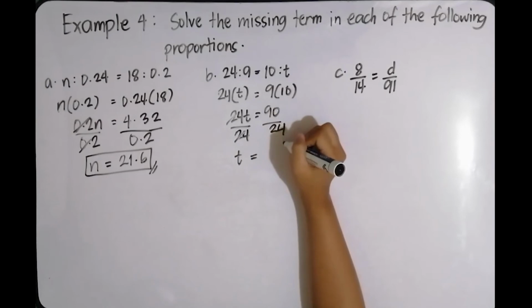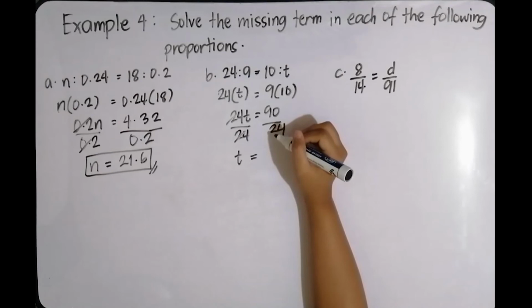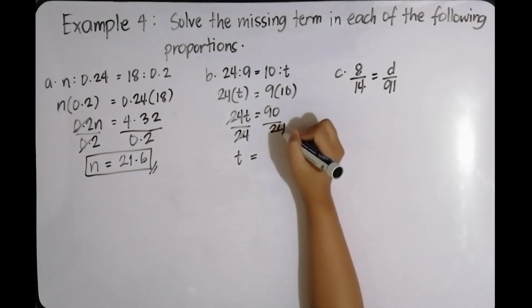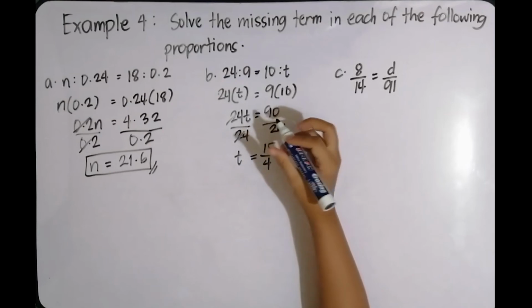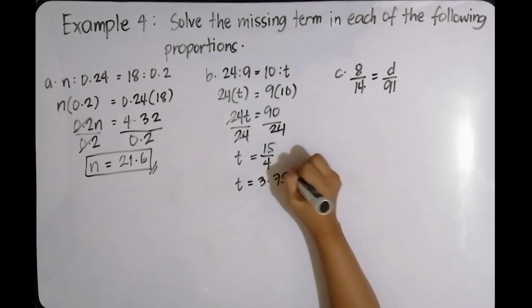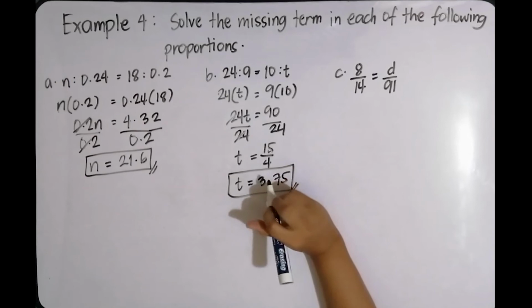Then 90 divided by 24, that is equal to, when we divide both numerator and denominator by 6, we have 15 over 4. Or in decimal, we have t is equal to 3.75. So our last term or fourth term is 3.75.